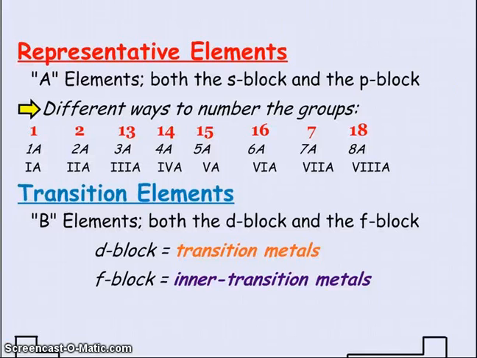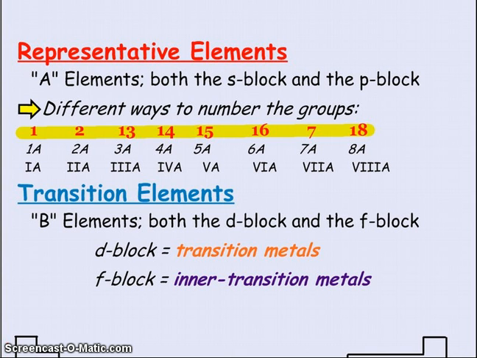The representative elements are oftentimes referred to as the A elements, and they are the ones in the S block and the P block. Now, you don't have to write all this, but this is the more recent and modern way that we number our groups, and that is simply 1 through 18. But you may come across periodic tables that have the other numbering system, which includes the letters, which is why we call them the A elements. You know, back in the day when Roman numerals were still pretty prevalent, so we have group 1A, 2A, 3A, etc. Or you might have seen it written as actual numbers.